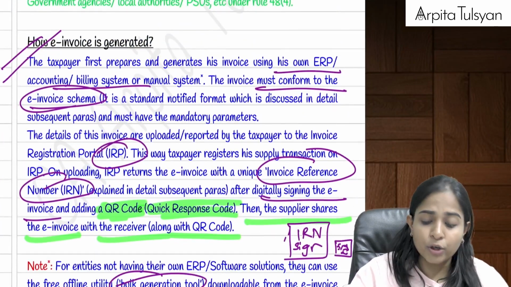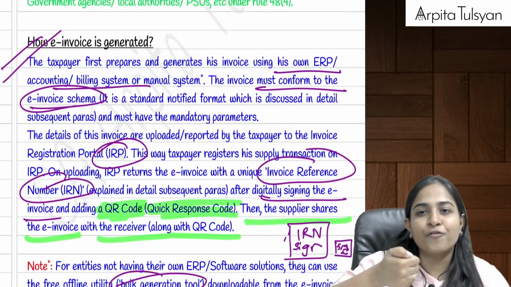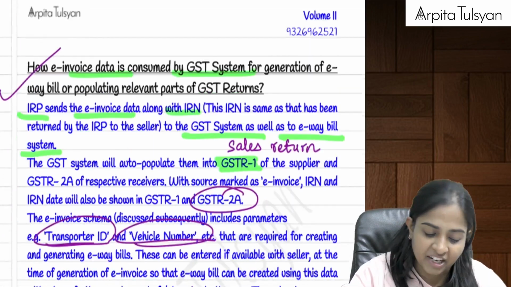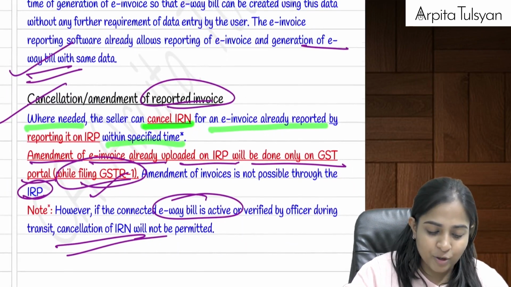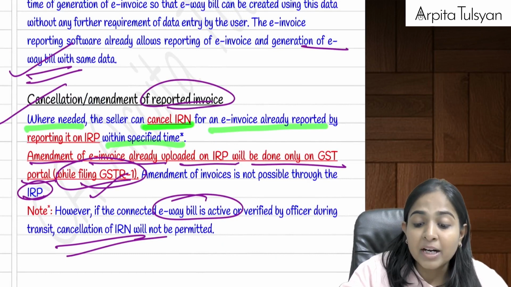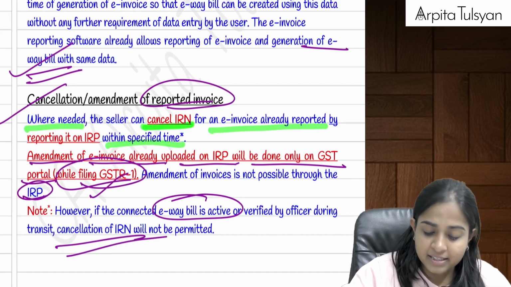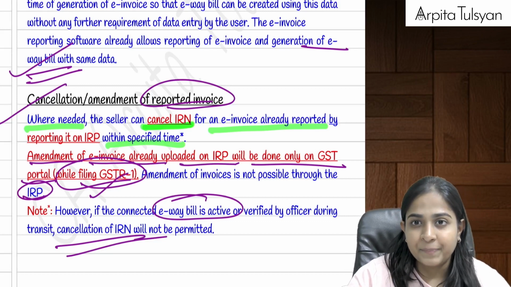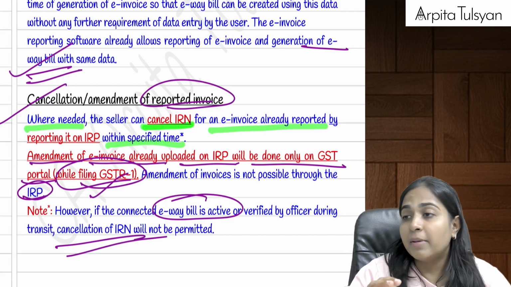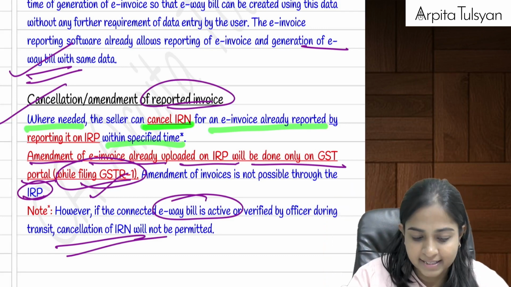Then I told you when this e-invoice is generated, there will be a QR code also. So if any officer wants to check the particulars of that e-invoice, he can simply scan that QR code and he will get all the details about the e-invoice there. Can this e-invoice be amended or cancelled? Yes, it can be done, but only before it is checked by any officer. Because from the same e-invoice, the e-way bill is also generated. But once your e-way bill is active or once it is checked by any particular officer, then in that case it cannot be cancelled.